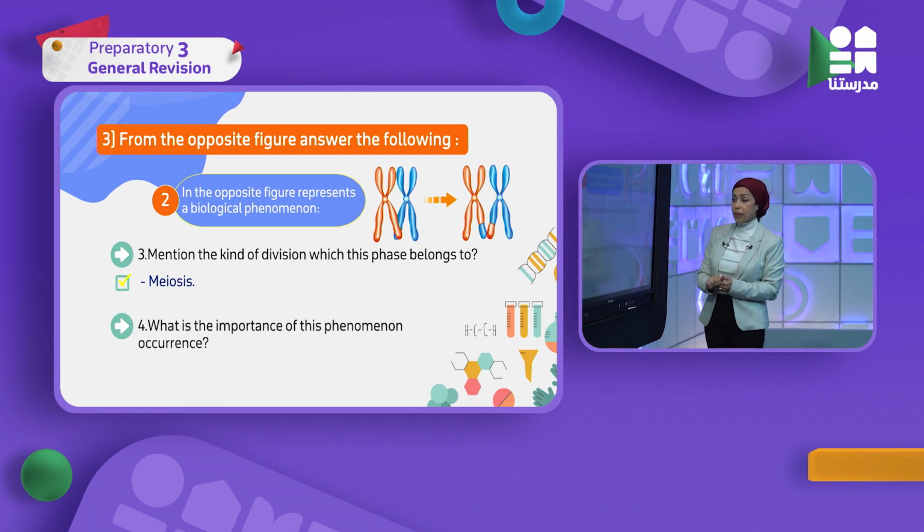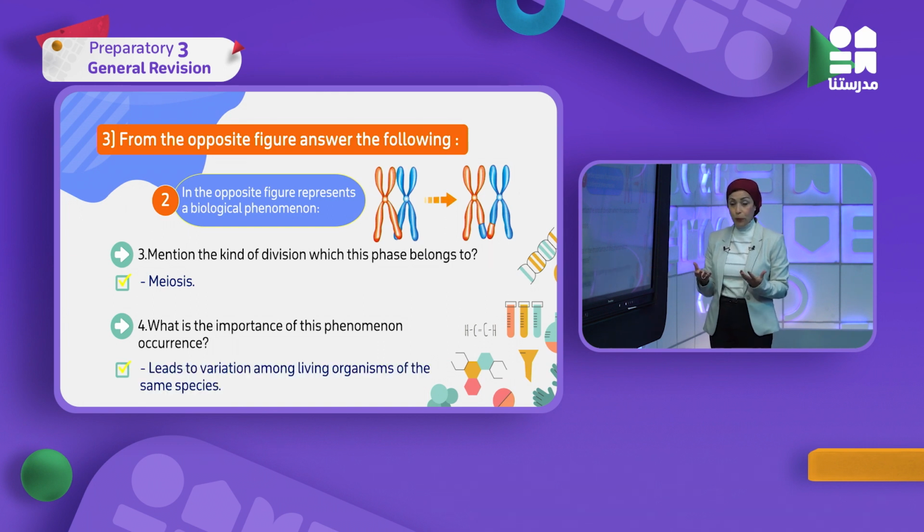What is the importance of this phenomenon? We said before that this is a very important biological phenomenon. Why? So that individuals are not copy paste of each other. So it causes variation. Its importance is that it leads to variation among living organisms of the same species. Not all creatures are exactly alike; there is variation among living organisms. We are not copy paste of our parents, because of this phenomenon.